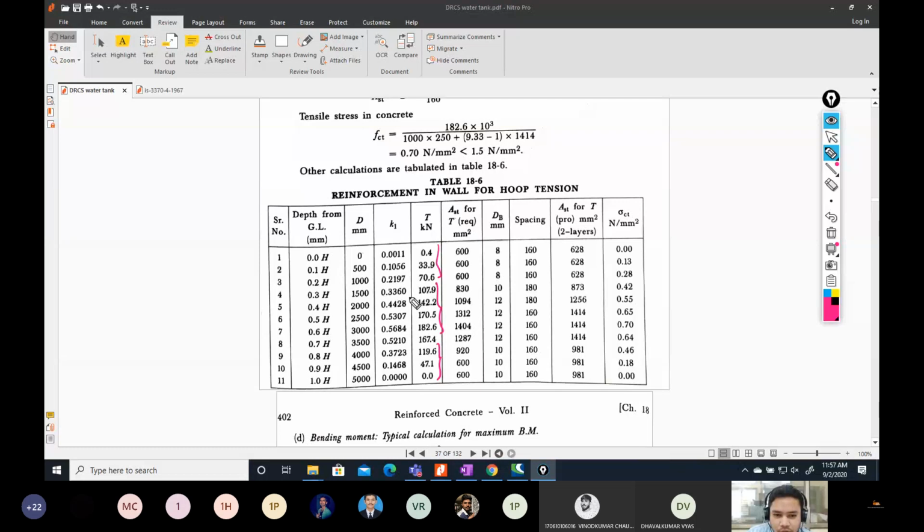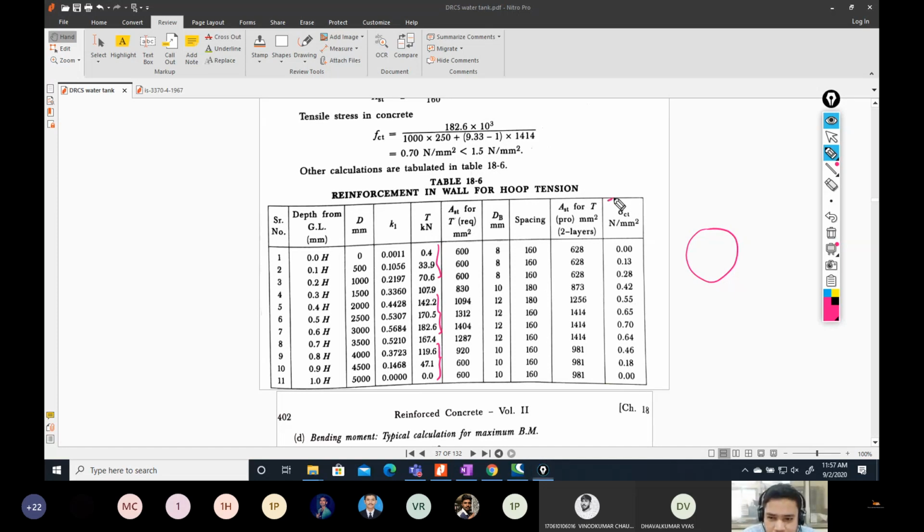Same way for 0.3 to 0.6 H. 0.3 is having different bar diameter, 10 dia, but from 0.4 to 0.6, it is 12 dia, 180 center to center. Again, the spacing is also changed here. So since they are provided in circular ring form, it gives you the flexibility of using different bar diameter and different bar spacing.